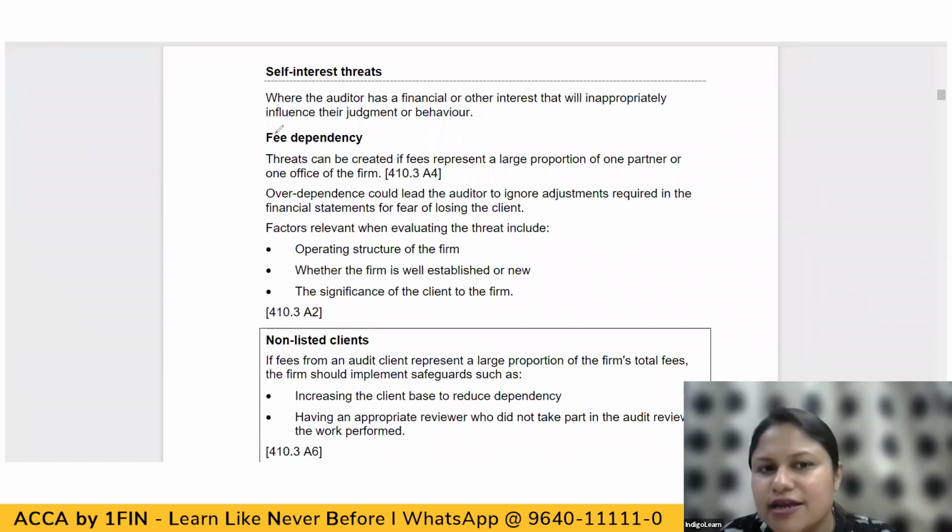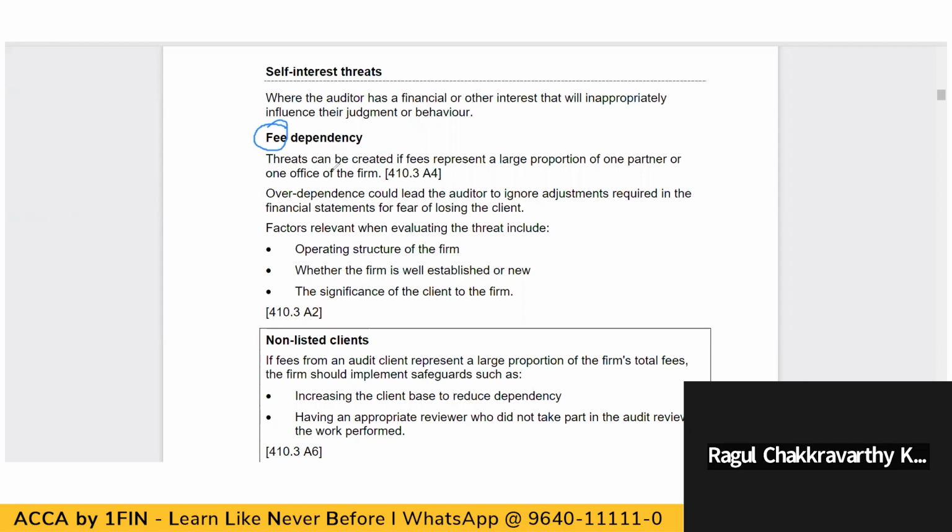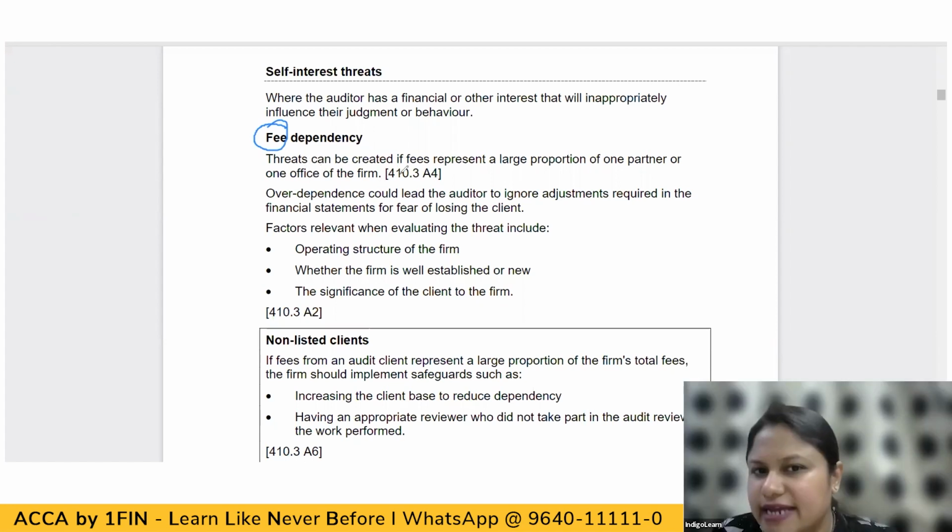Because there's a possibility of fee dependency. You're dependent upon the client's fees. The major portion of your income as a firm is coming from this particular company. Got the point? So what they say, threats can be created if fees represent a large portion of one partner or one office of the firm.